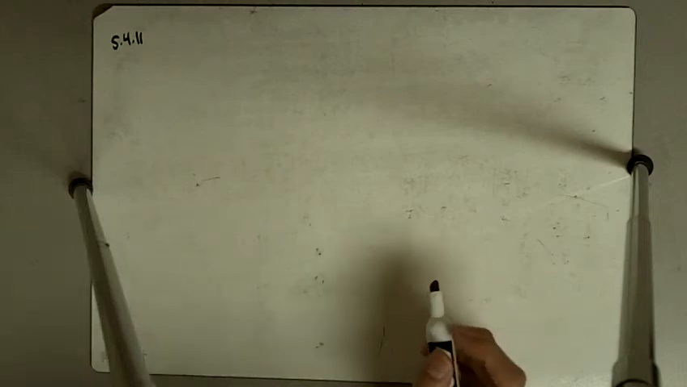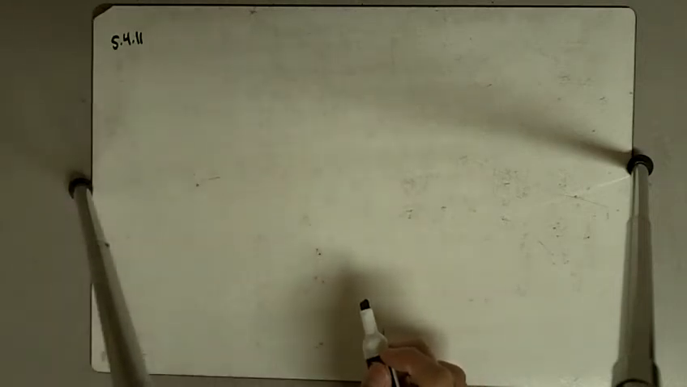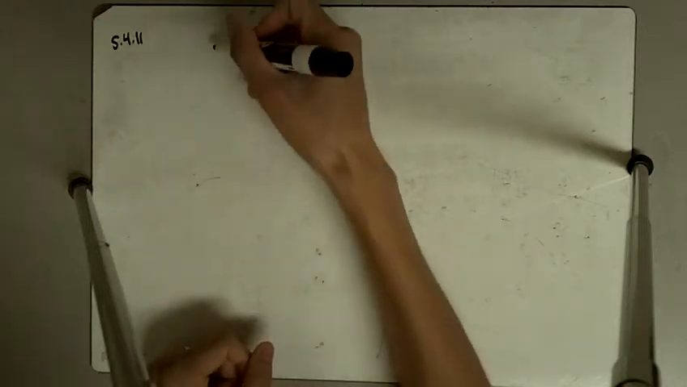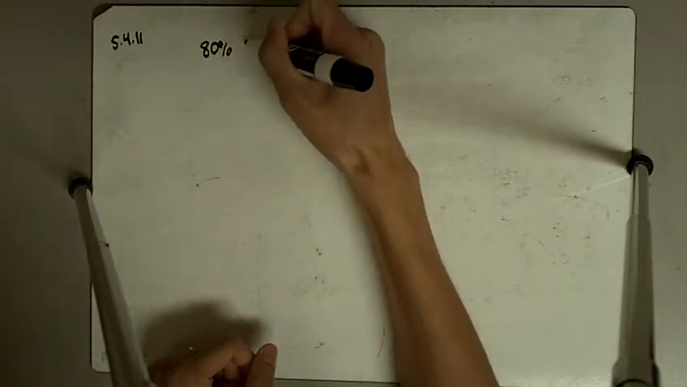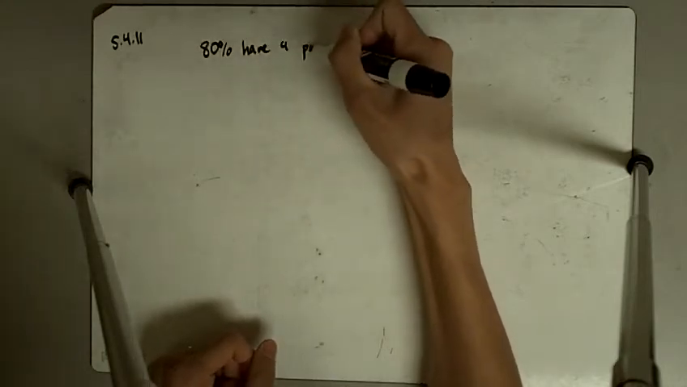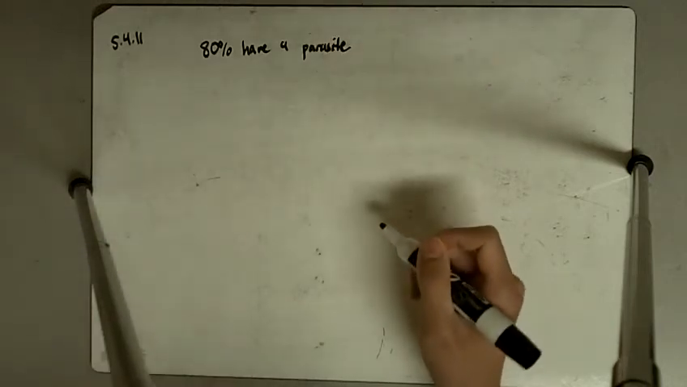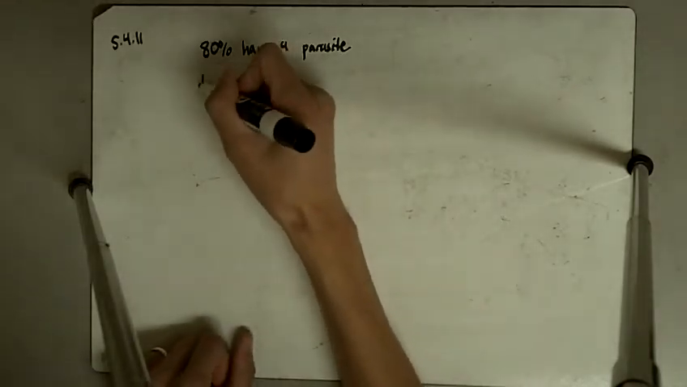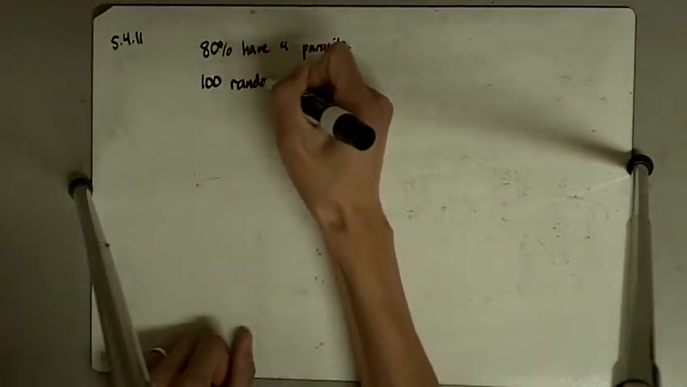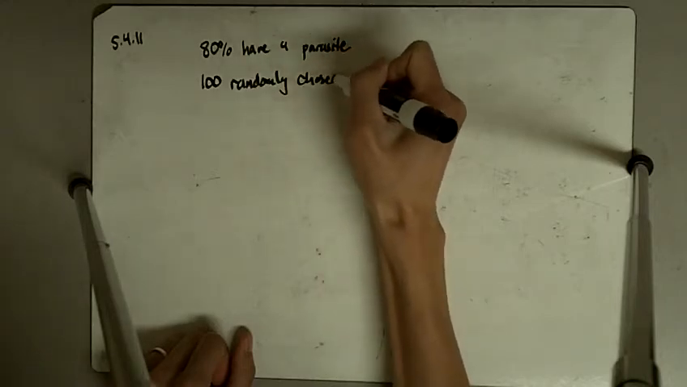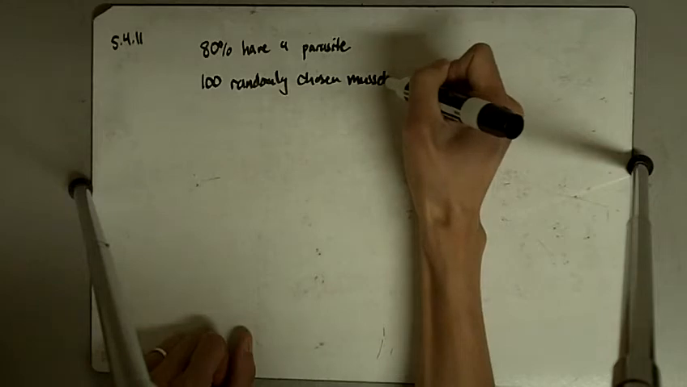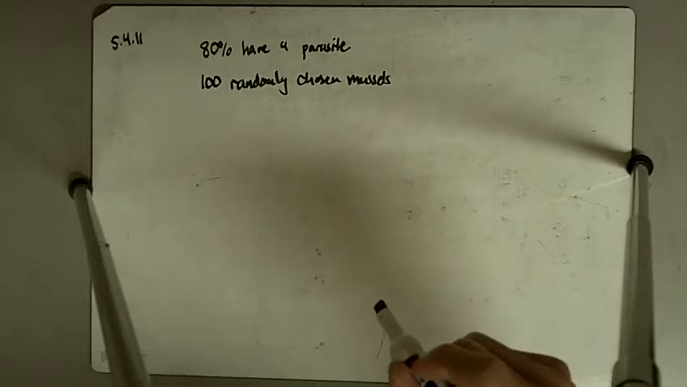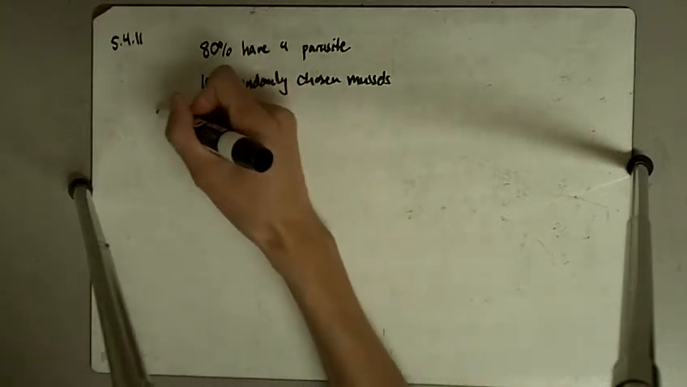All right, in exercise 5.4.11, it says a certain population of mussels, 80% of the individuals are infected with an intestinal parasite, okay? 80% have a parasite. Now what we are going to do is select 100 randomly chosen mussels. Okay, and we want to know what's the probability that 85% or more will be infected, okay?